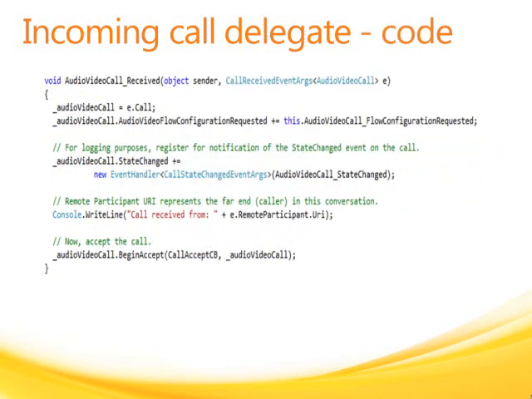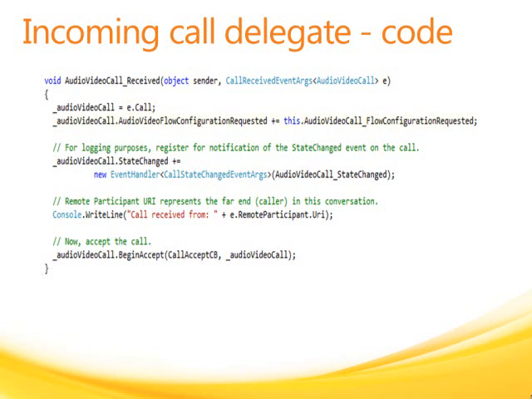Here we see the code for the incoming call delegate, the audio-video call received method. In the first line of code, we obtain the call from the call property on the delegate's call received event args parameter. The stored value for the call is used elsewhere in the application.